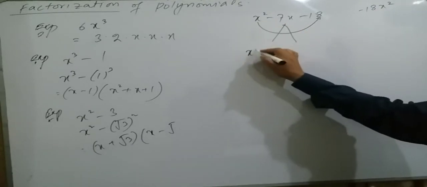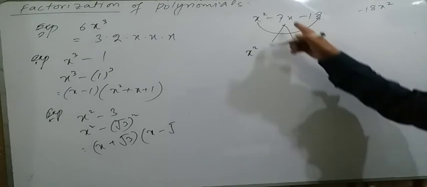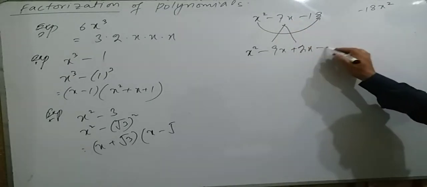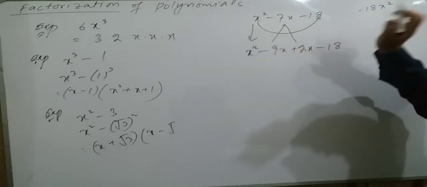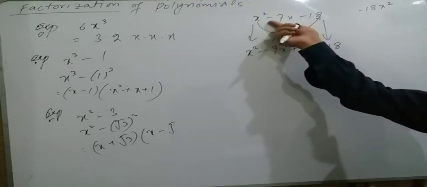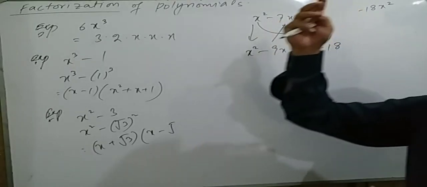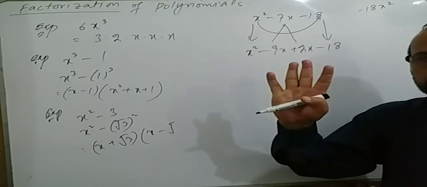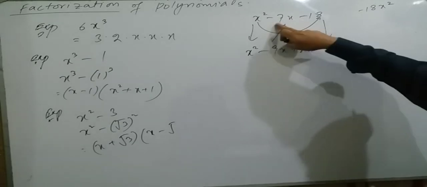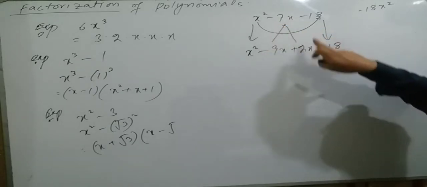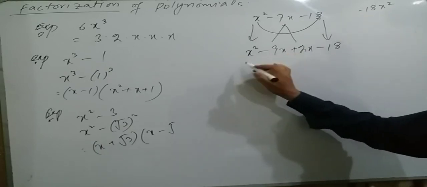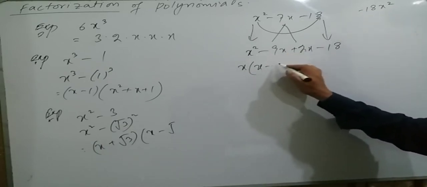So x squared, the first term, will remain unchanged, minus 9x plus 2x, and minus 18 will remain unchanged. First term unchanged, last term unchanged, but we will make changes in the midterm. We will convert the three-term expression into a four-term expression like this. Now minus 9x plus 2x is minus 7x, and minus 9x multiplied by 2x is minus 18x squared. Now what is common in these two? We will take x common. What will remain? X minus 9.